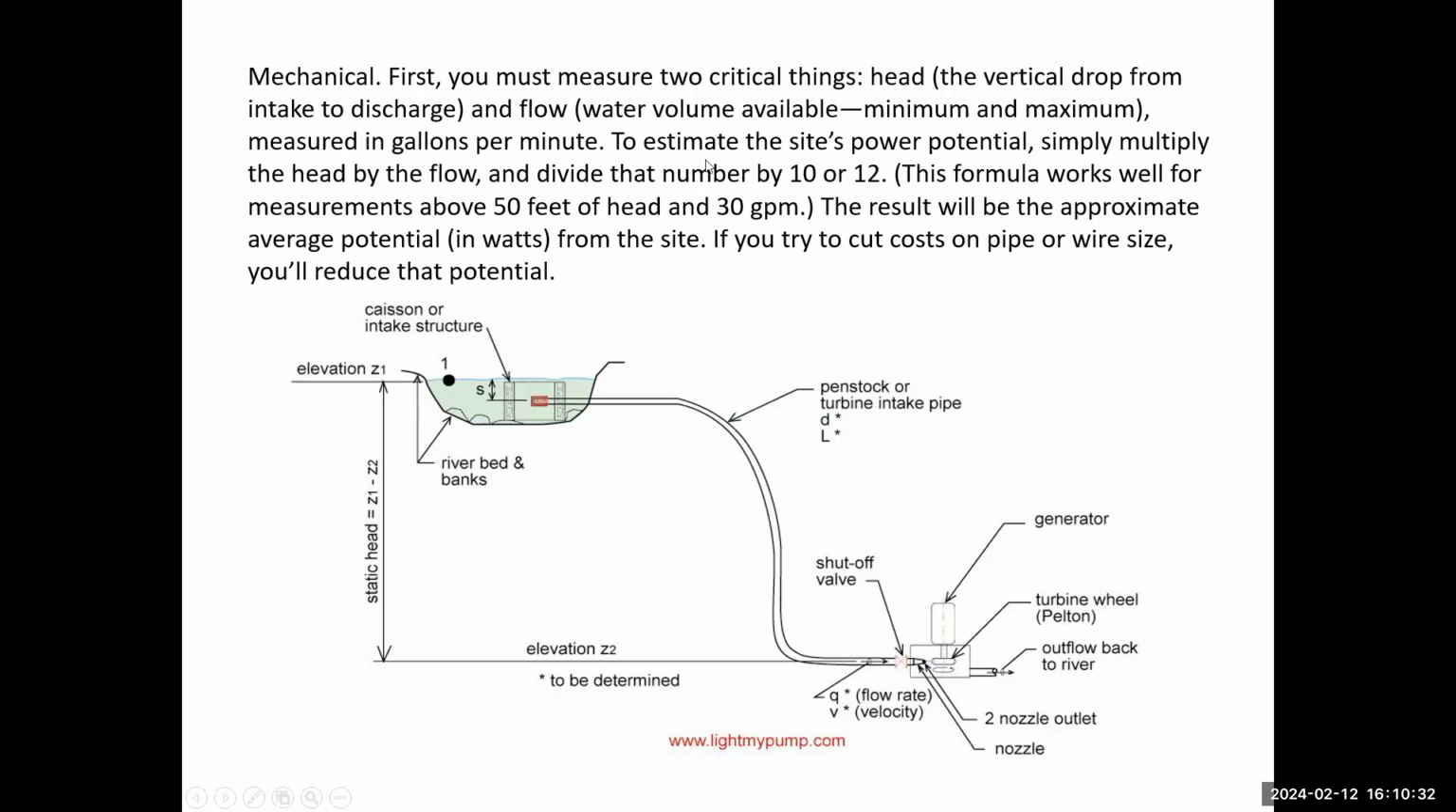Up here, it says this formula works well for measurements above 50 feet of head and 30 gallons per minute. So we'll do some calculating on flow rate so you'll understand how many gallons per minute we potentially could get, let's say, out of the pond here at the college. So that's a fun project, and we'll do that.